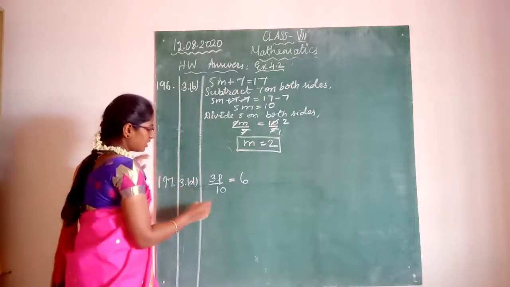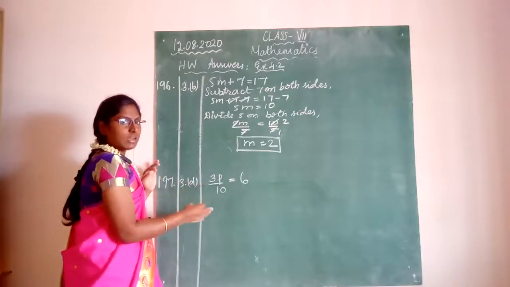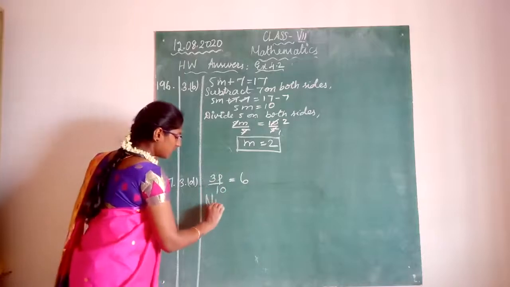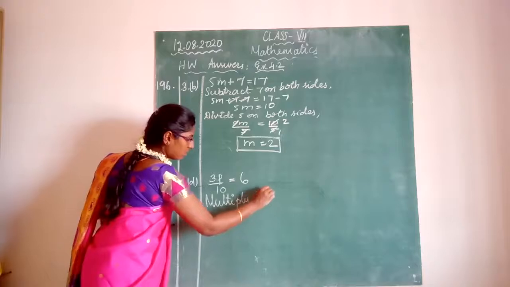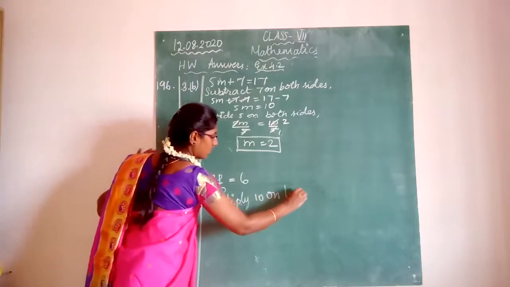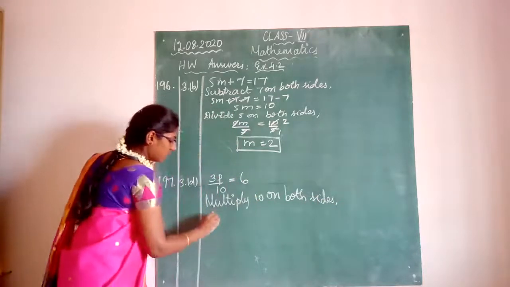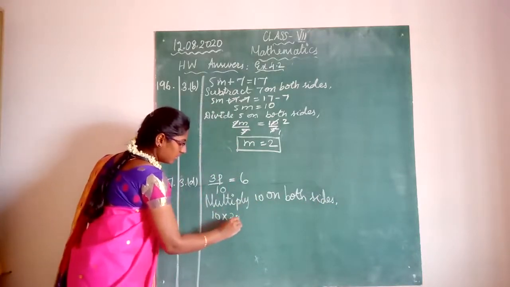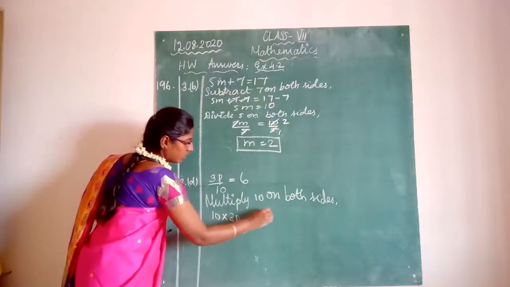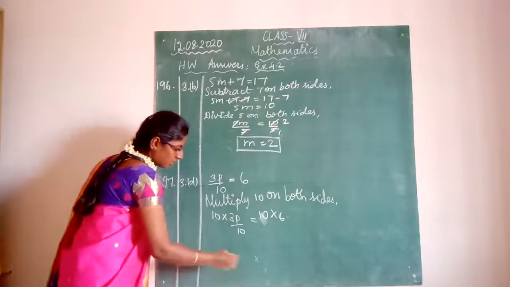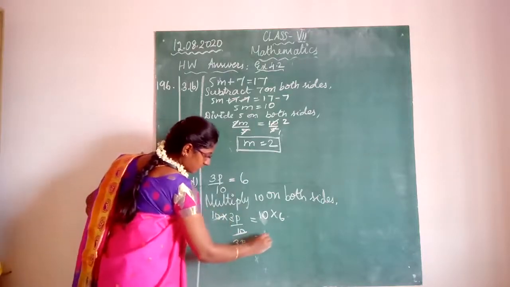Okay. Next, this question. Here 3p is the term which is having the variable. So we have to remove 10 from here. Okay. So write 10 is divided. So we have to write multiply 10 on both sides. So we will have 10 into 3p by 10 equal to 10 into 6. Okay. So 10 and 10 will get cancelled. 3p is equal to 60.